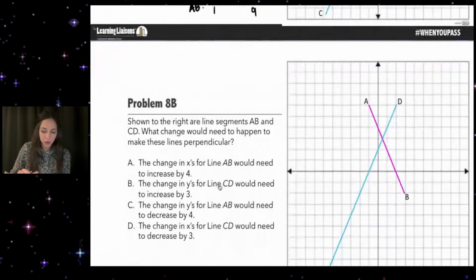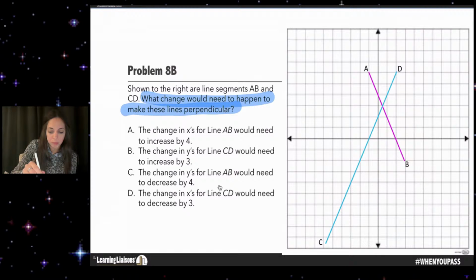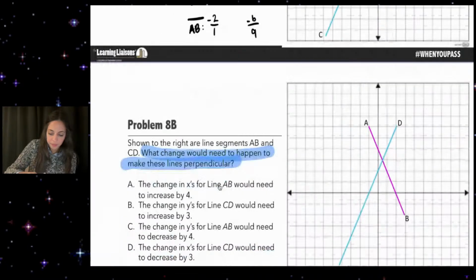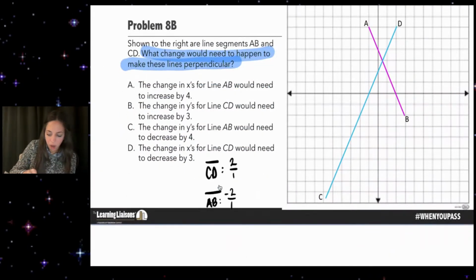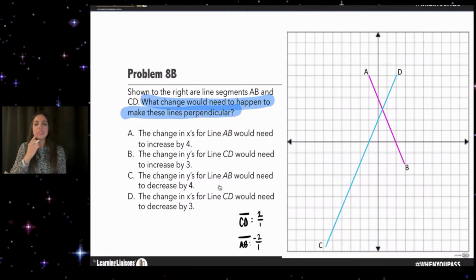Let's look at another problem similar. So it's the same set of lines, but it's having us think a little bit differently. What change would need to happen to make these lines perpendicular? So if I go back over here and I copy this and paste it here, because it's the same problem, we're just thinking about it a little bit differently. What would have to happen to make these lines perpendicular?